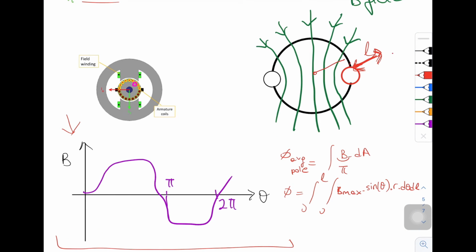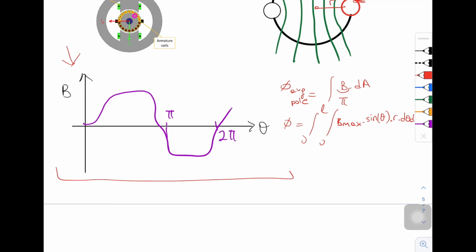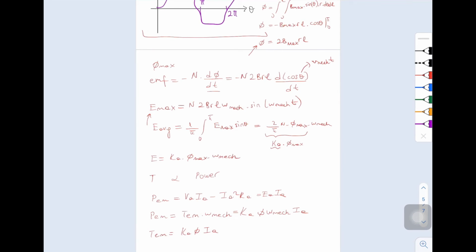R is the radius of there. So we will end up with minus B max times R times L times cos theta from 0 to pi, and phi will be 2 times B max times R times L. Okay, we found the phi max, and we know that we can calculate the EMF from this flux function, and we ended up with E max, the maximum EMF value, n times 2 times B max times R times L times omega mechanical times sin theta.